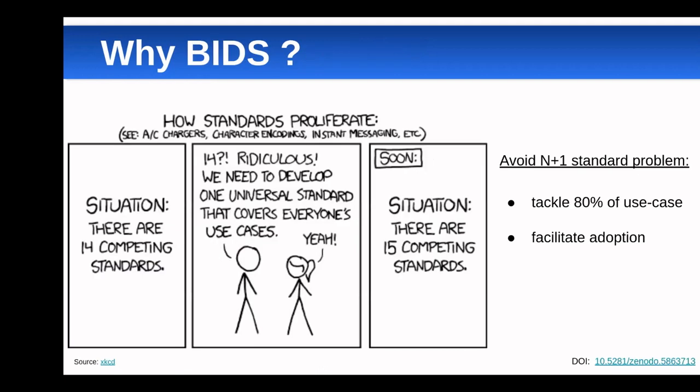And so, why standardize data and why curate data? That's one reason, but then why BIDS? Well, there were plenty of reasons for it, but one of them was to try to get away from what we call the N+1 standard problem, which is illustrated by this XKCD comic, where you start with a situation where you have 14 competing standards for something. In this case, it could be instant messaging or anything that has to do with encoding of characters. And then people get together and say, 14 standards? That's ridiculous. We need one that covers all use cases. And then soon after, you end up with 15 standards, right?